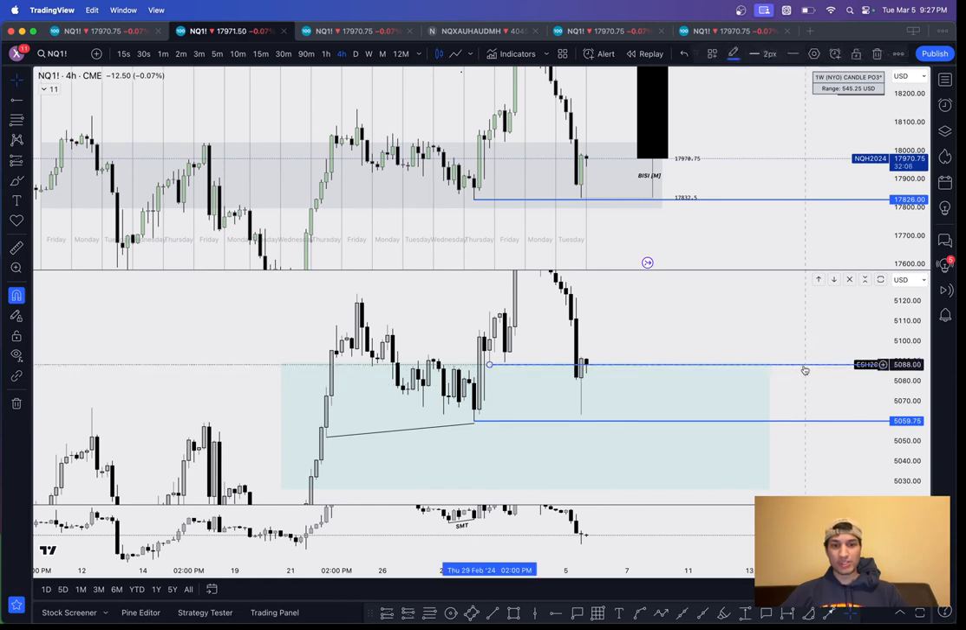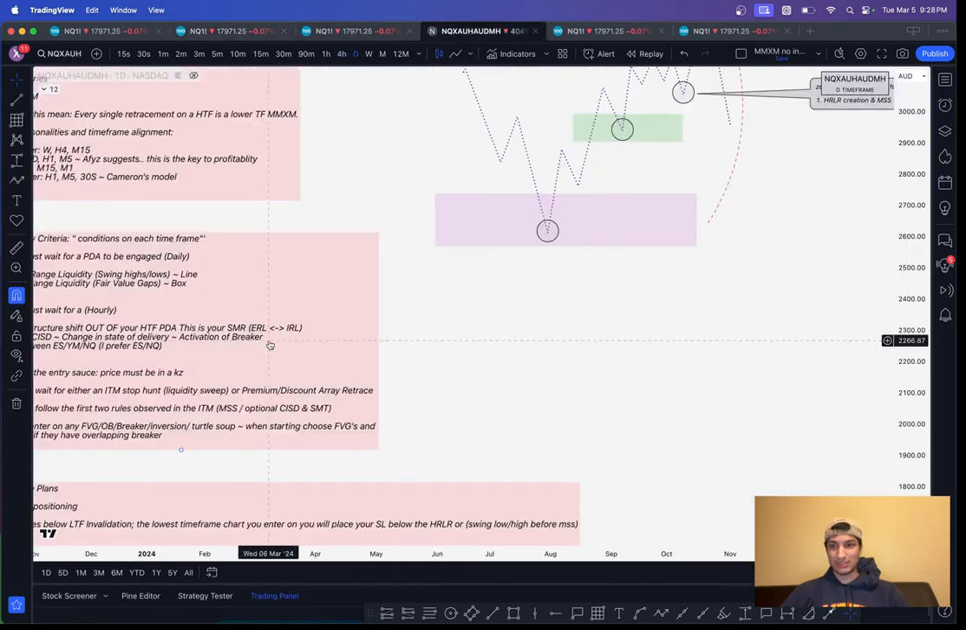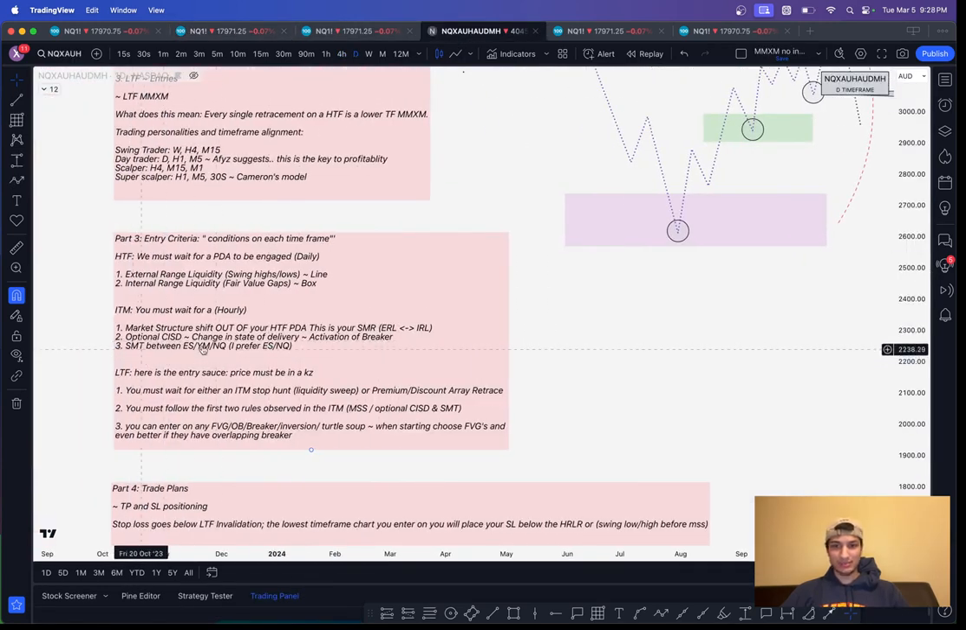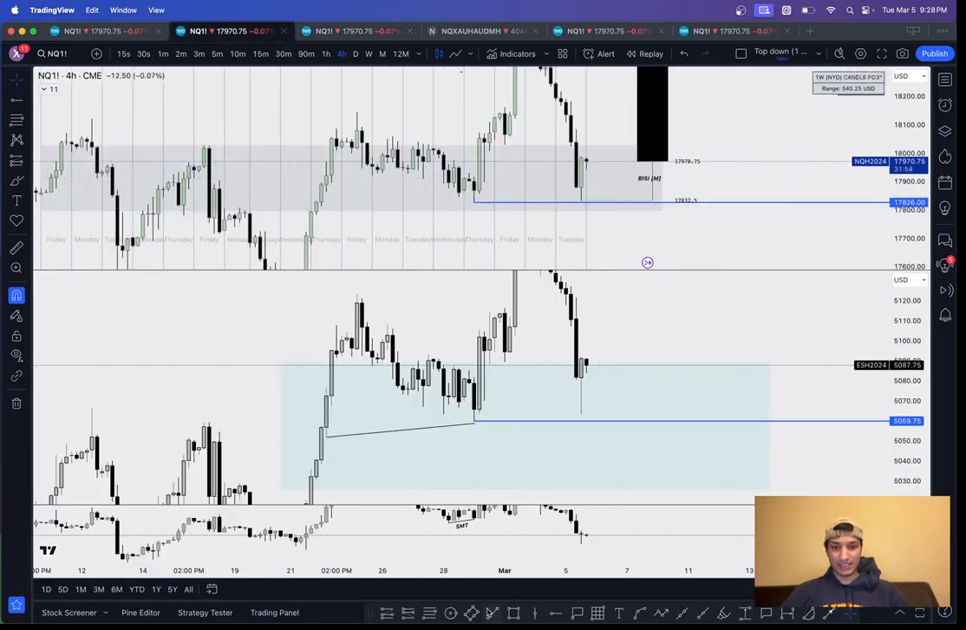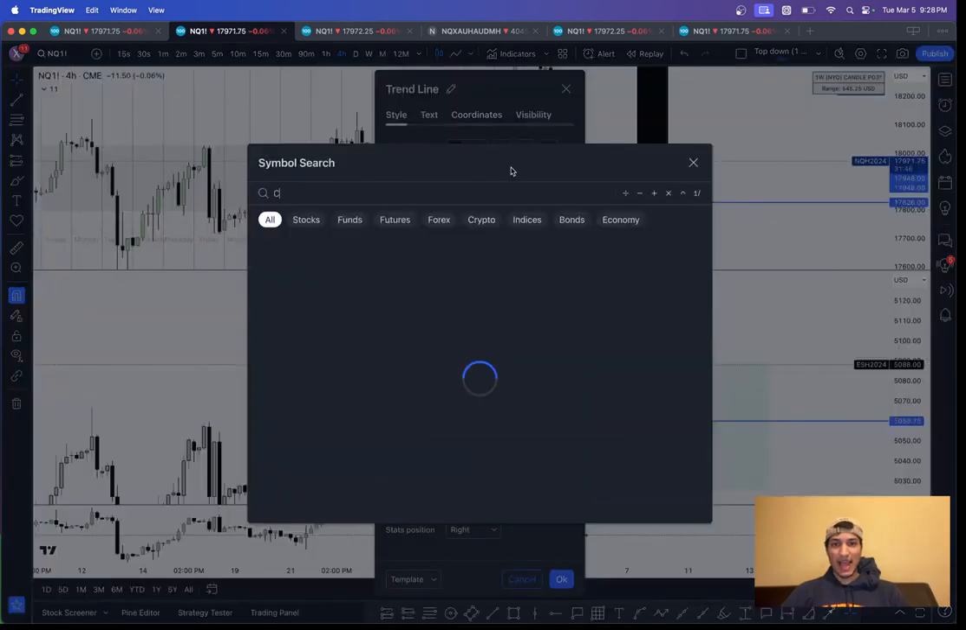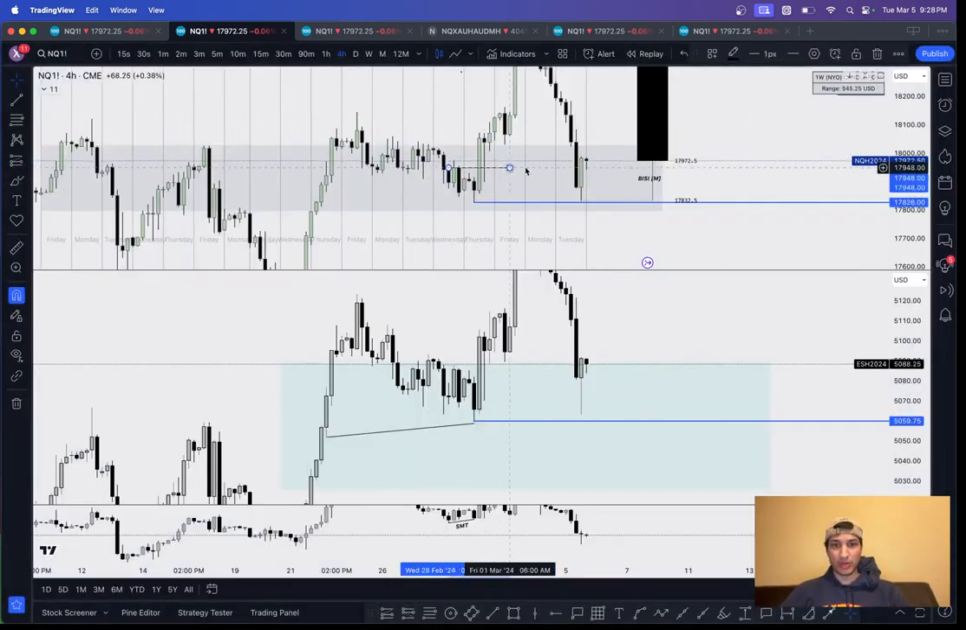We knew we were reversing because we had an SMT, right? That's one of our conditions that we want to see. Again, right? SMT. And then we had our market structure shift above this high, right in here. And we had our SysD level right here. The SysD is the activation of a bullish breaker block.